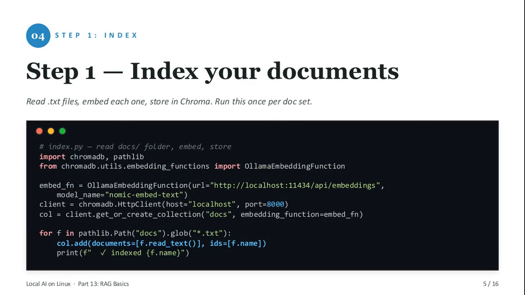Step 1. Indexing. We point Chroma at Ollama's embedding endpoint, using nomic-embed-text, a small fast model purpose-built for this, then loop through every text file in our docs folder. Each file gets embedded and stored in a collection called docs, keyed by file name. You run this once per document set, or whenever your files change. That's it. Your knowledge base is now searchable by meaning, not just keywords.